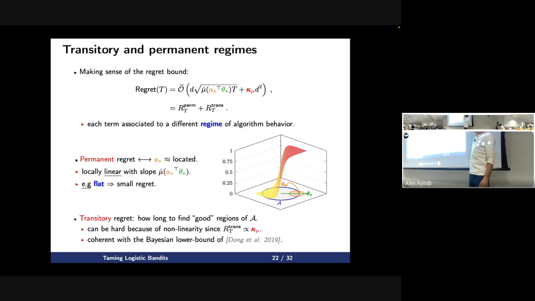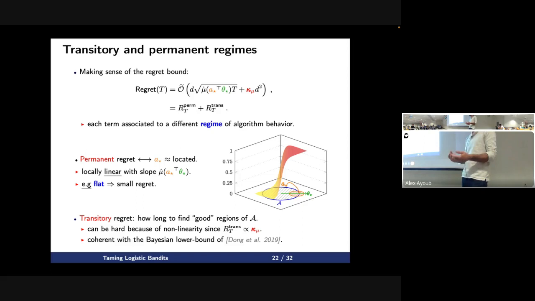Here, the local linear approximation of your reward signal starts to become very relevant. So it's expected that you scale with the linear slope of the reward function at this point, which is mu dot of A star transpose theta star. And so the flatter, the smaller the regret. The transitory regret, however, is about how long it takes you to get there, and what was the cost in terms of regret. And there it's kappa, because it can be hard to find this region. And here, nonlinearity can be detrimental.